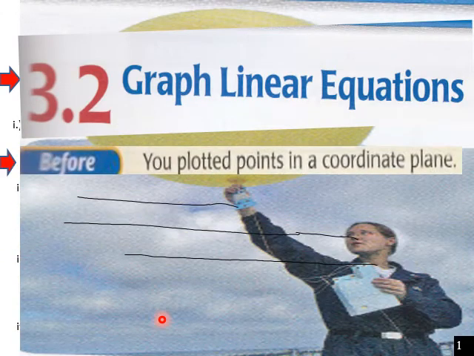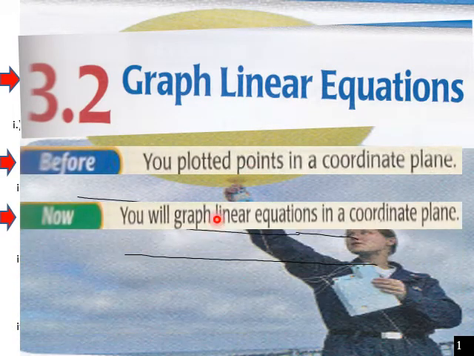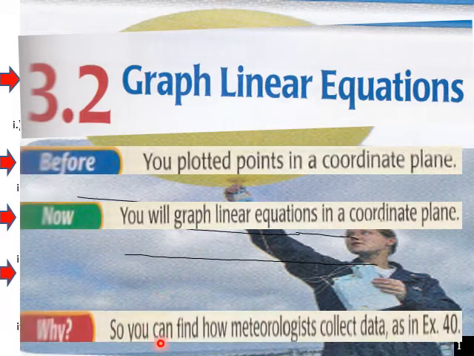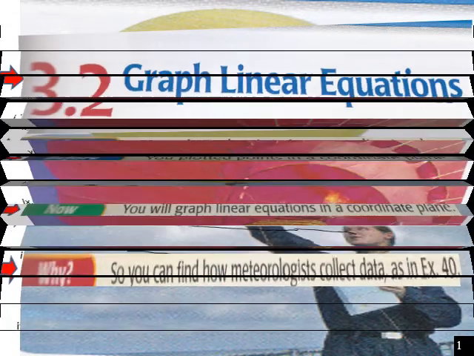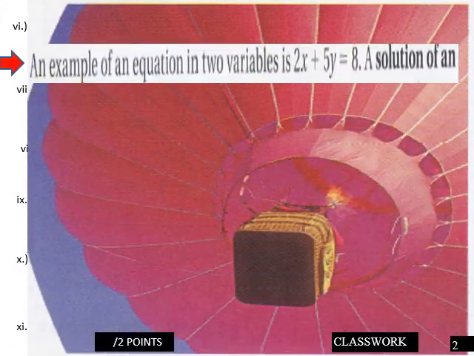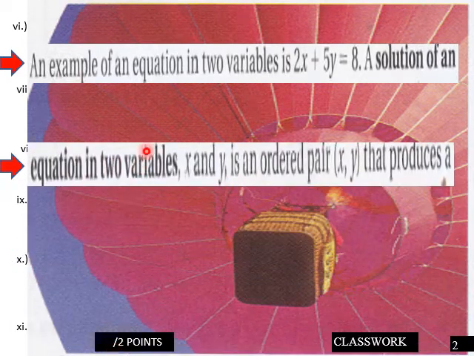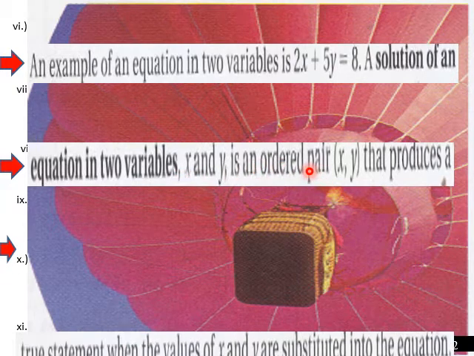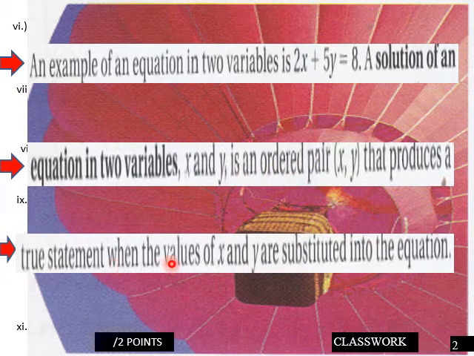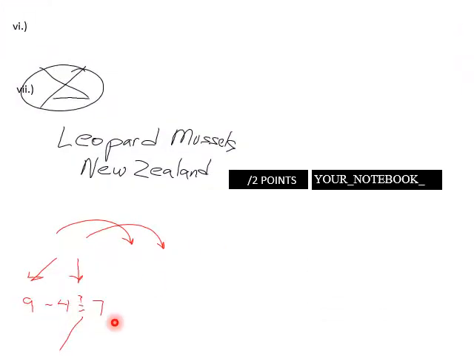Okay, graphing linear equations. You plotted points in the coordinate plane. You will graph linear equations in a coordinate plane, just like meteorologists collect data. An example of an equation in two variables is here. A solution of an equation in two variables, x and y, is an ordered pair (x, y) that produces a true statement when the values of x and y are put in the equation.